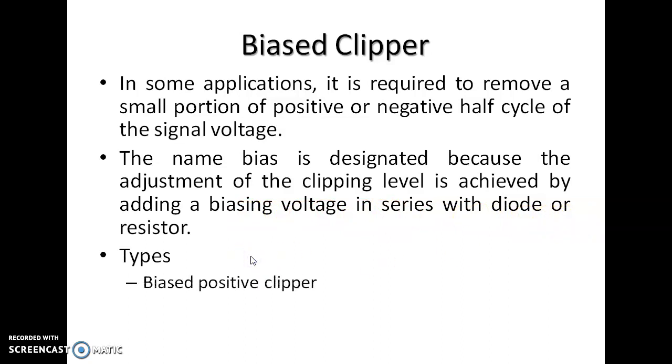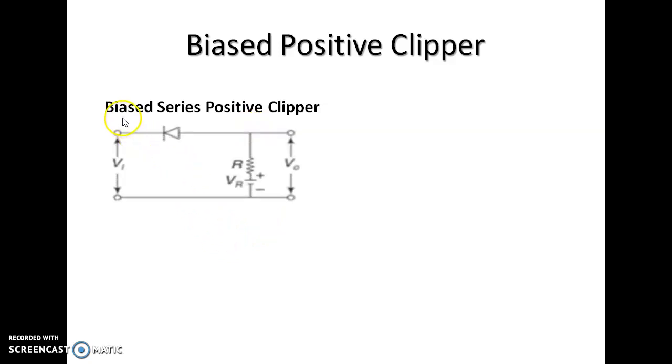Types: biased positive clipper and biased negative clipper. Biased positive clipper again has two types. One is the biased series positive clipper, the other one is the biased shunt positive clipper. This is the circuit for the biased series positive clipper.